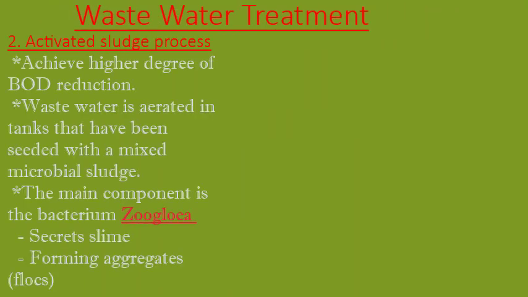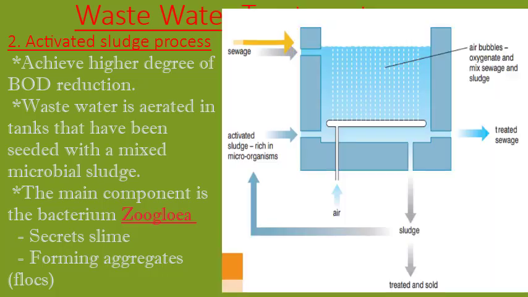The second part of secondary treatment is the activated sludge process. This achieves a higher degree of BOD reduction. In this case, the sewage or wastewater is screened and allowed to stand in settlement tanks. It is then pumped into treatment tanks where activated sludge, which is rich in microorganisms, is added. Then oxygen is blown through the mixture. In the oxygenated mixture, the microorganisms from the added activated sludge oxidize polluting organic matter.